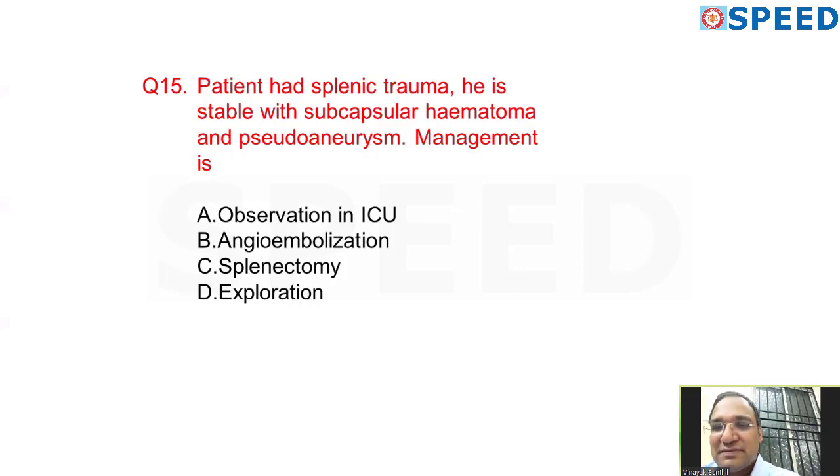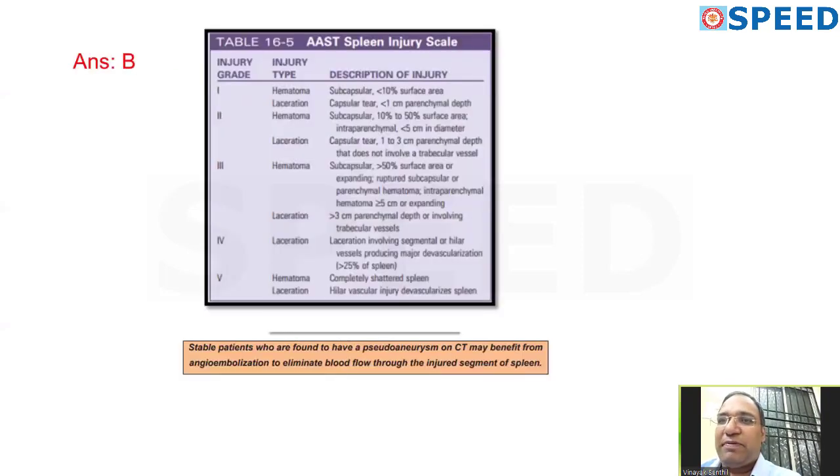Management is all of you. The answer is angioembolization. The reason being, if there is no pseudoaneurysm, then probably this patient would have gone for observation. Because of this pseudoaneurysm, there could be a feeding vessel and there should be a bleeding. So that's the reason why we need to do an angioembolization. Yes, angioembolization will be the appropriate answer.